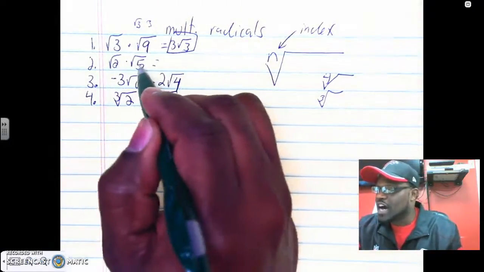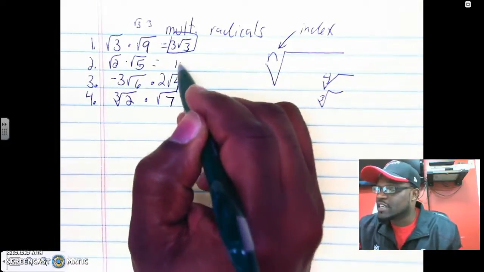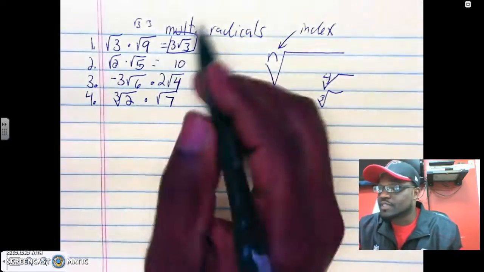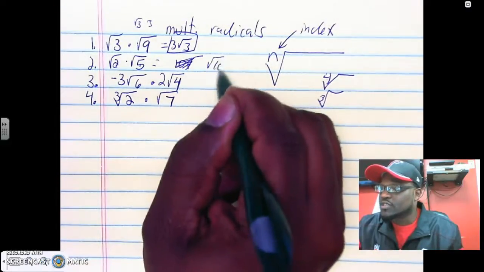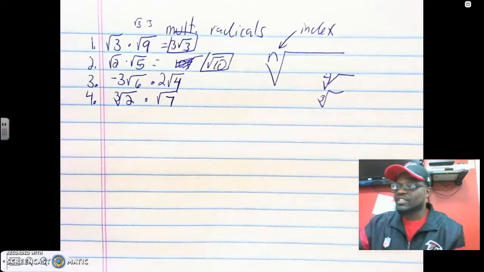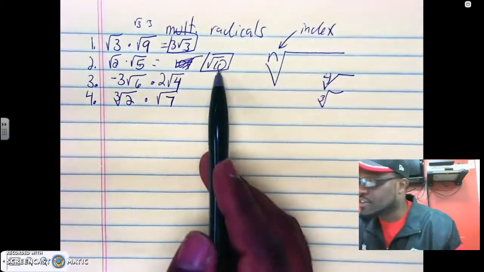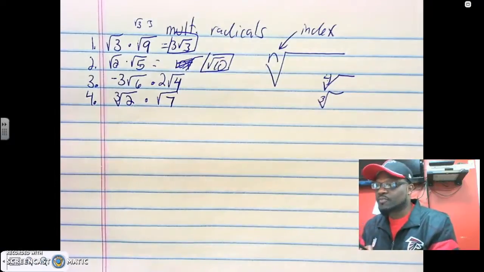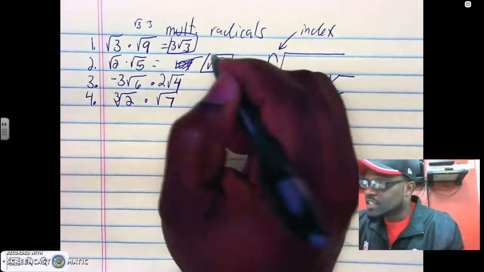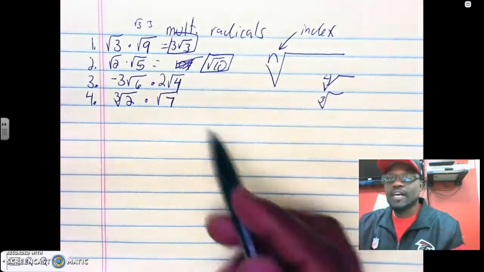2 times 5 is 10. But that's not your answer. Neither is that your answer. Both of those are incorrect. This is the square root of 10. They both stay underneath the radical. Now, once you get here, if it can simplify some more, again, your calculator knows that and will do it for you. But 10 doesn't reduce or simplify anymore.